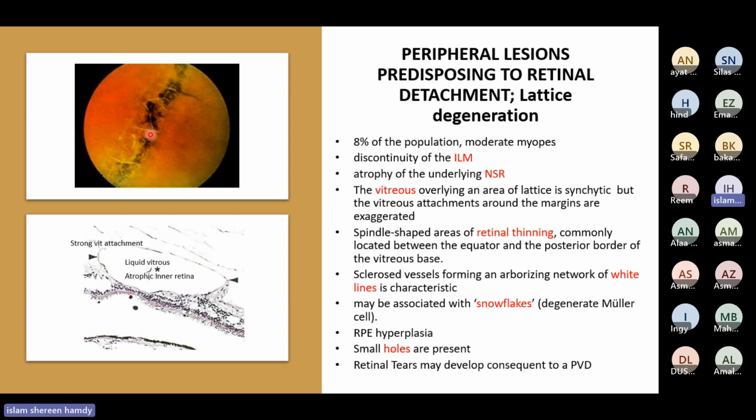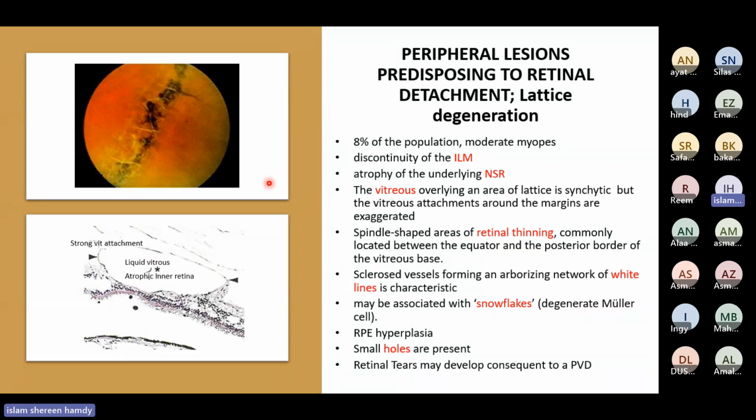Those white lines, as you can see, there are those white arborizing lines. They represent sclerosed blood vessels. So the blood vessel becomes sclerosed and atrophic and whitish in color, and they appear like that. This hyperpigmentation, the blackish color there, is due to retinal pigment epithelial hypertrophy. So there is increase in the retinal pigment epithelium, and this predisposes to this dark coloration of the lattice degeneration.